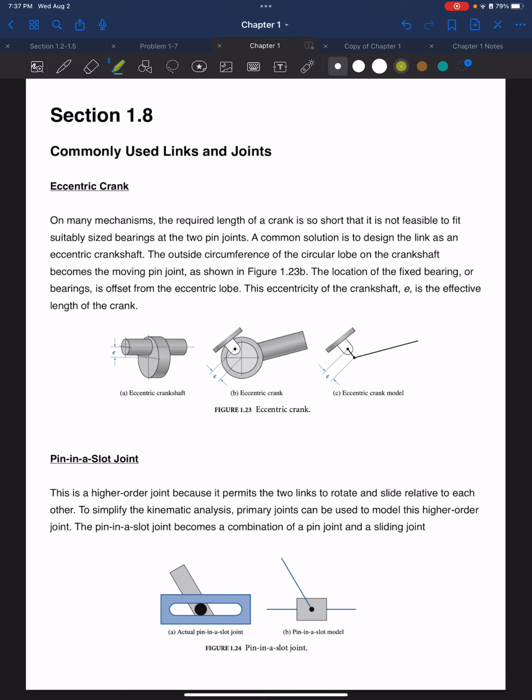Let's continue on in our Chapter 1 notes with Section 1.8. So we're going to look at some commonly used links and joints. The first one we're going to look at is the eccentric crank.